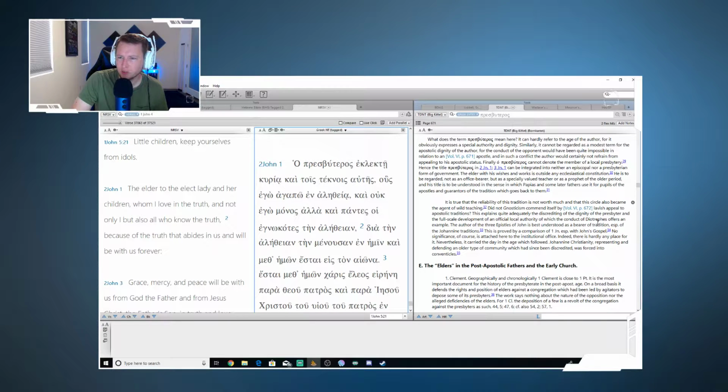The elder with his wishes and works is outside any ecclesiastical constitution. He is to be regarded not as an office bearer, but as a specially valued teacher or as a prophet of the older period. And his title is to be understood in the sense in which Papias and some later fathers use it for pupils of the apostles and guarantors of the tradition which goes back to them. So we'll translate it the elder.